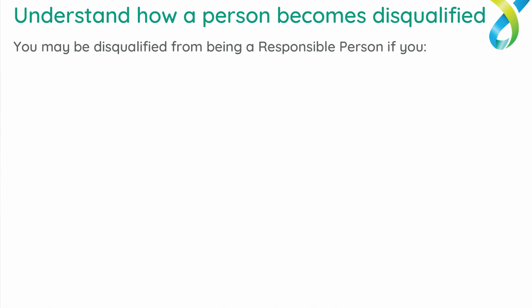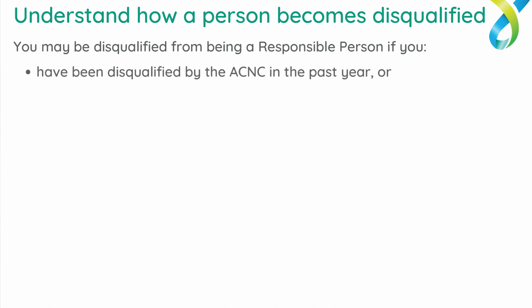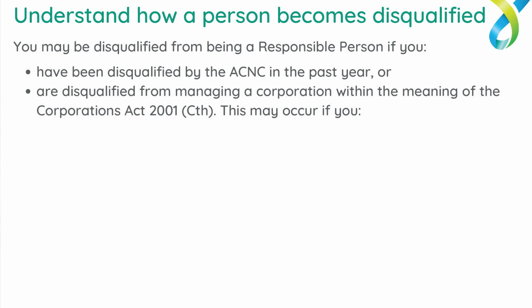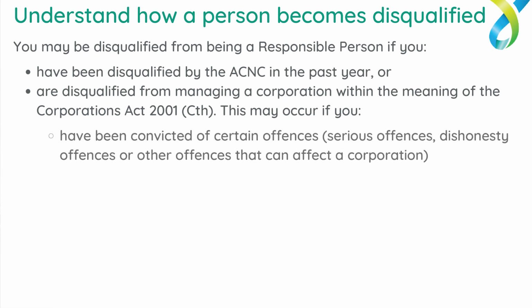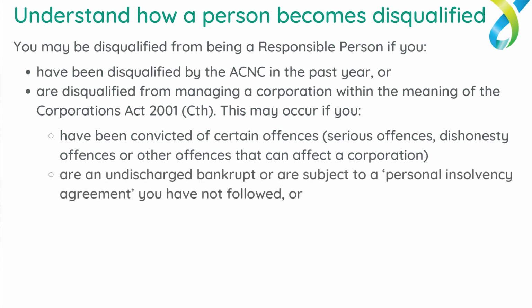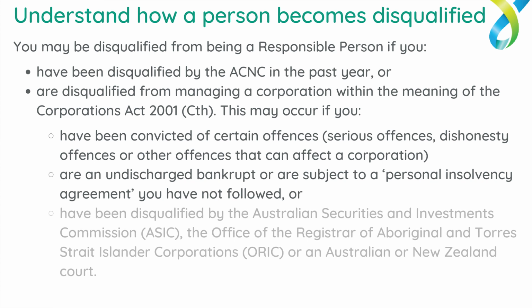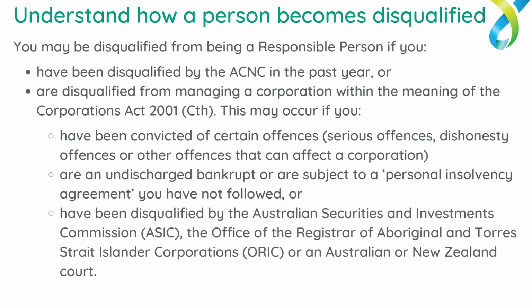You may be disqualified from being a responsible person if you have been disqualified by the ACNC in the past 12 months or are disqualified from managing a corporation within the meaning of the Corporations Act 2001. This may occur if you have been convicted of certain offences, such as serious offences, dishonesty offences, or other offences that can affect a corporation, are an undischarged bankrupt or are subject to a personal insolvency agreement you have not followed, or have been disqualified by the Australian Securities and Investments Commission, known as ASIC, the Office of the Registrar of Aboriginal and Torres Strait Islander Corporations, known as ORIC, or an Australian or New Zealand court.